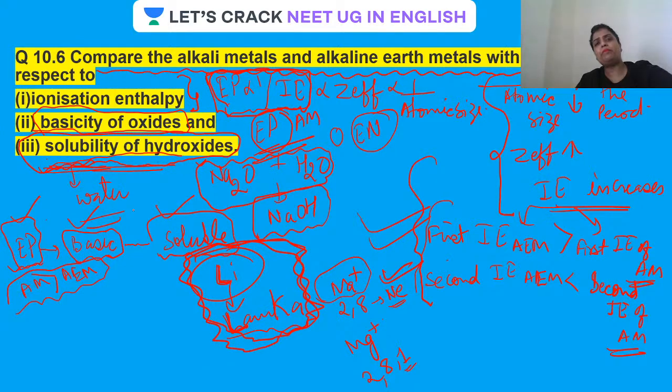What will happen in the alkaline earth metal group? The solubility of their hydroxides will keep increasing down the group. I am repeating, the solubility of their hydroxides will keep increasing down the group.